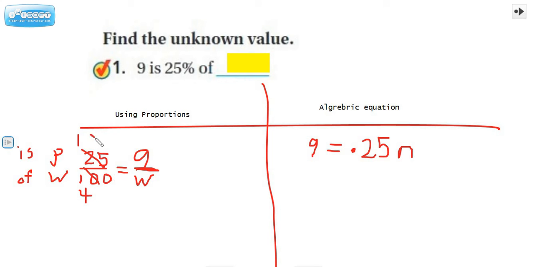Now because this is compatible, 1 times 9 would be 9. That's simple enough. We can do 4 times 9 to get the answer, which of course is w equals 36. Now if it wasn't compatible, we would have to use cross products.